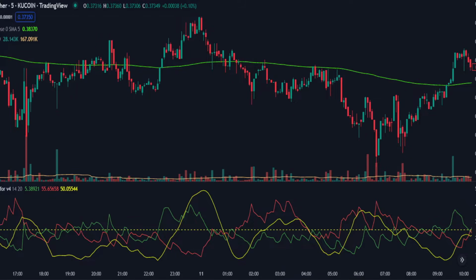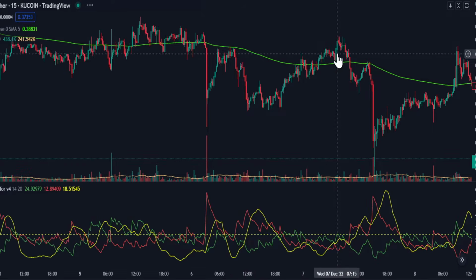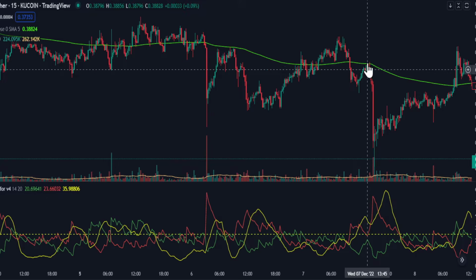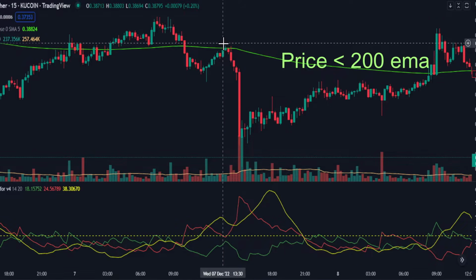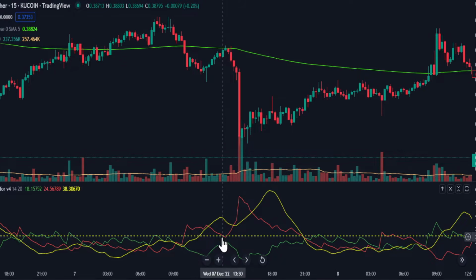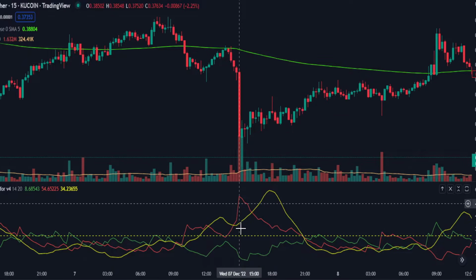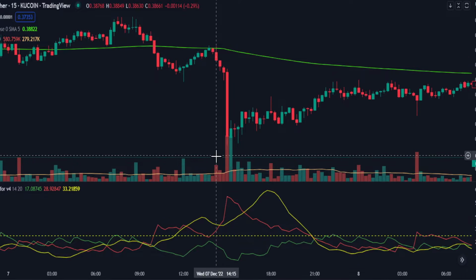For a sell signal, let's change the time frame to 15 minutes. Next, the price must be below the 200 EMA to indicate that we are in a strong downtrend, and to confirm this, the ADX line must be above 25. Next, the negative DI, which is the red line, must be above the green line. The last condition is for the volume histogram: it needs to close bearish and above the moving average.